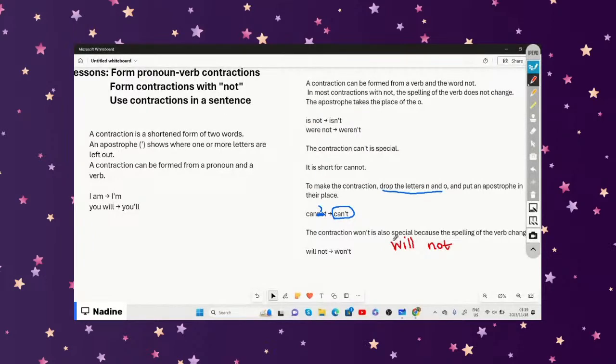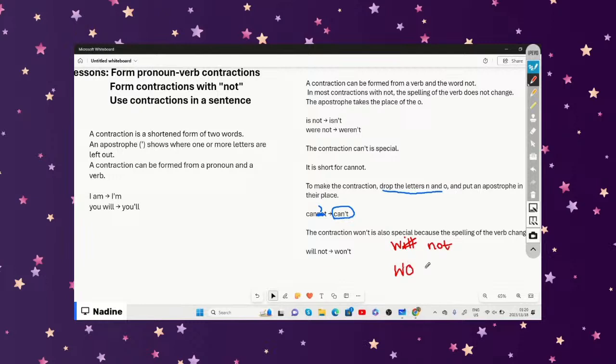So, I will not go to the dance. I will not do dishes for 1,000 people. Which means that we can say I won't do that. I won't go to the dance. So we basically remove the whole I-double-L word, and in that place we add an O. So it is W, we add an O, right?